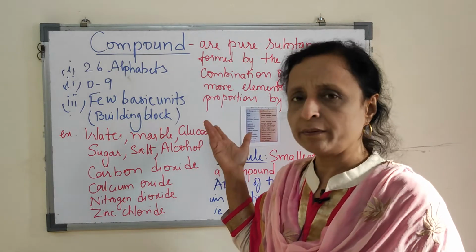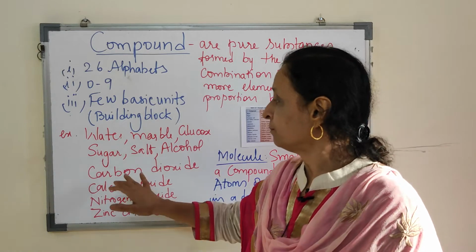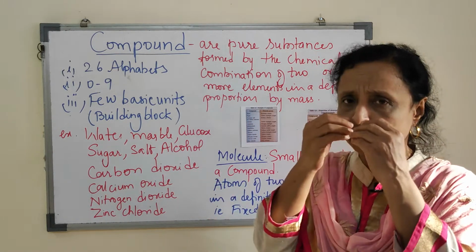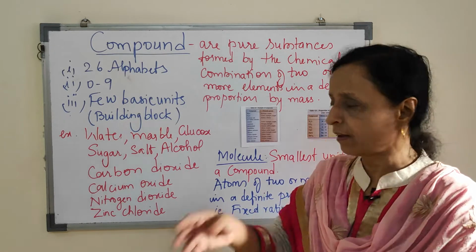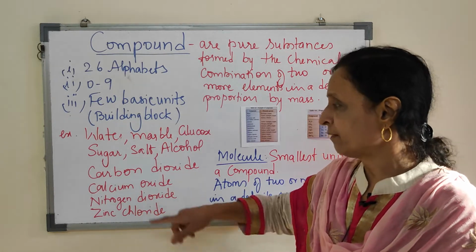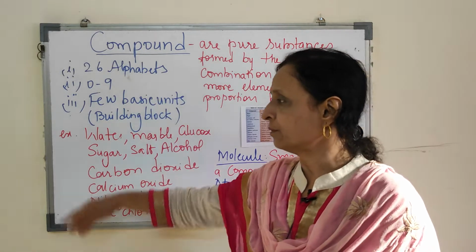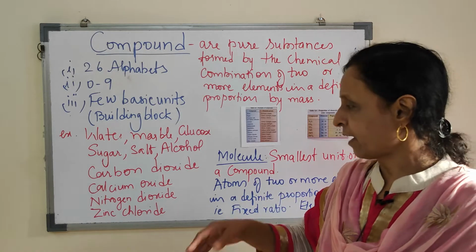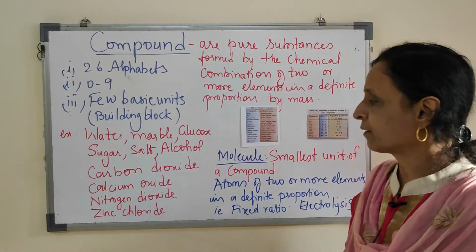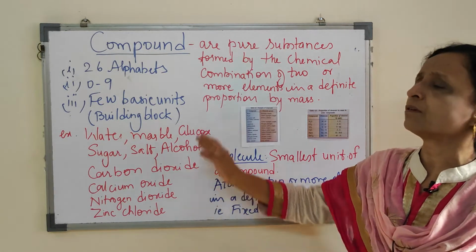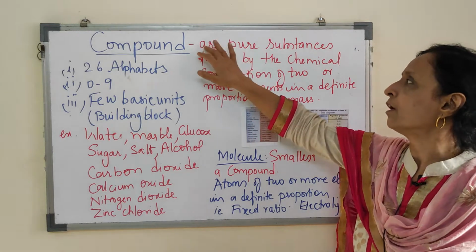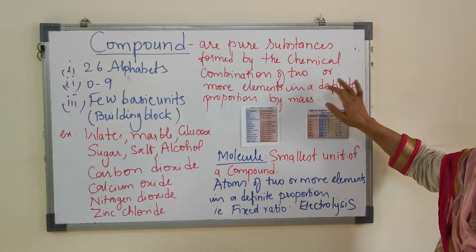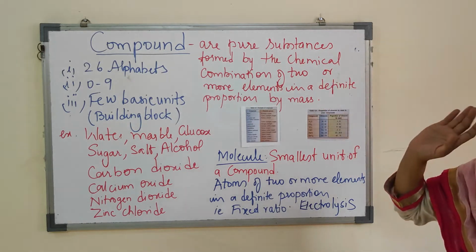Alcohol, again carbon, hydrogen, oxygen. Alcohol, most of the medicines are based on alcohol. Carbon dioxide, you give out carbon dioxide when you exhale. Calcium oxide, again it is used for putting lime on your walls. Nitrogen dioxide, it's a gas. Zinc chloride, again it's a compound. These are examples of compounds. They are pure substances formed by the chemical combination of two or more elements in a definite proportion by mass.